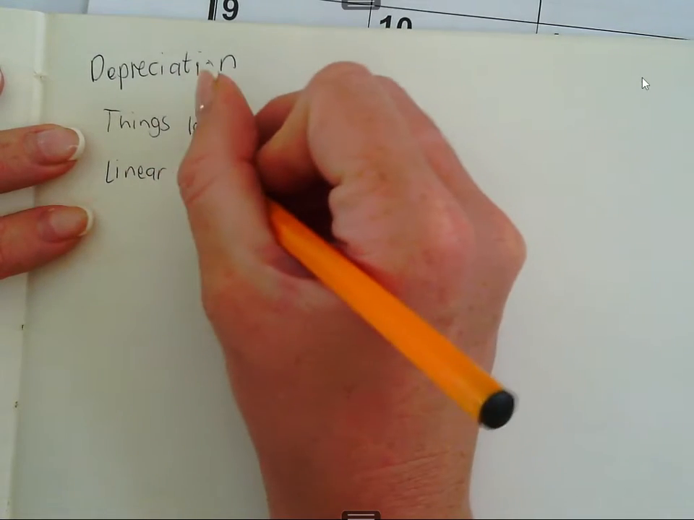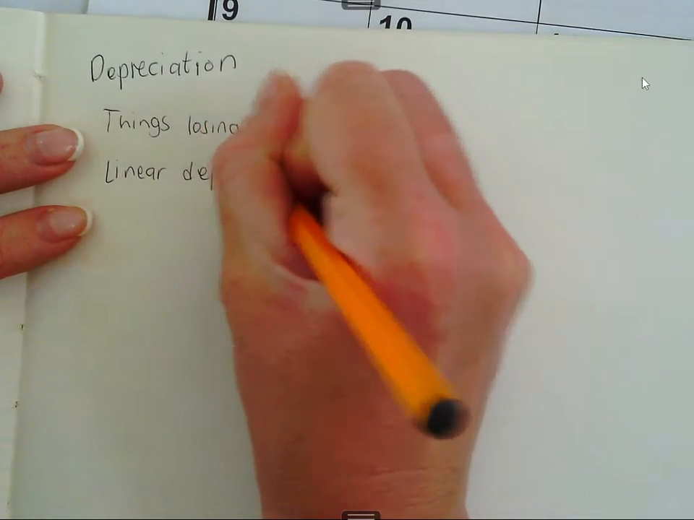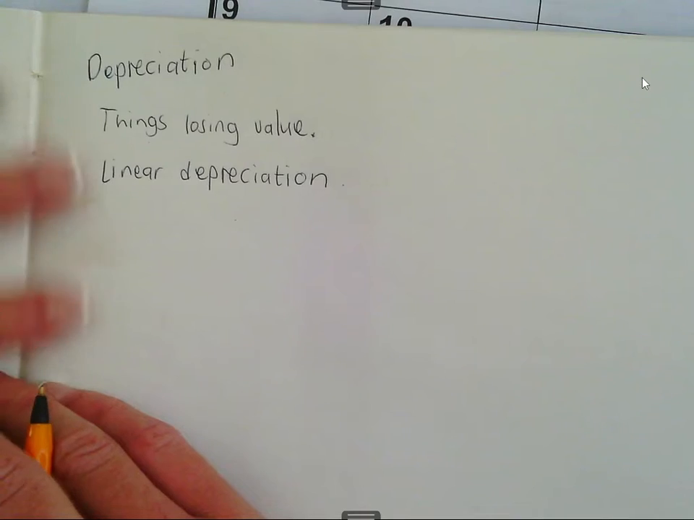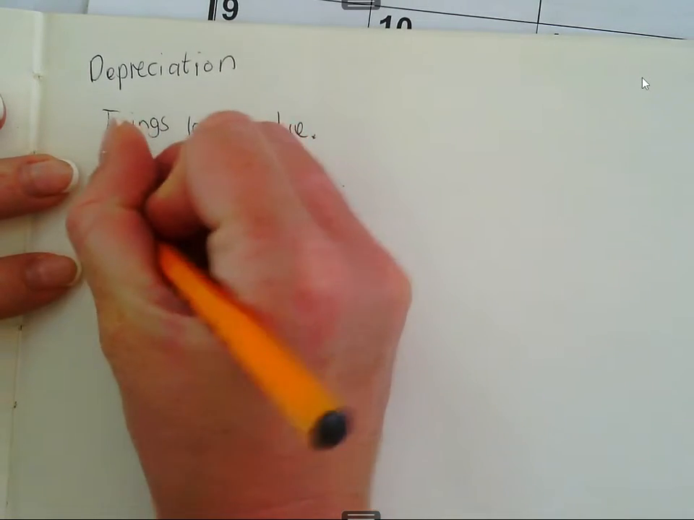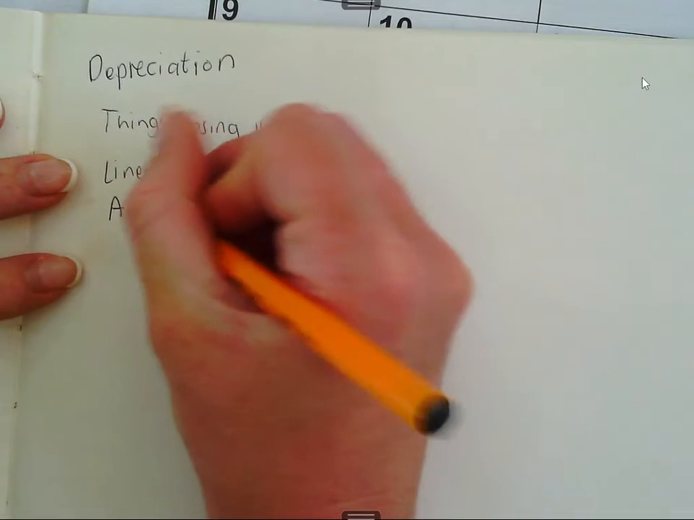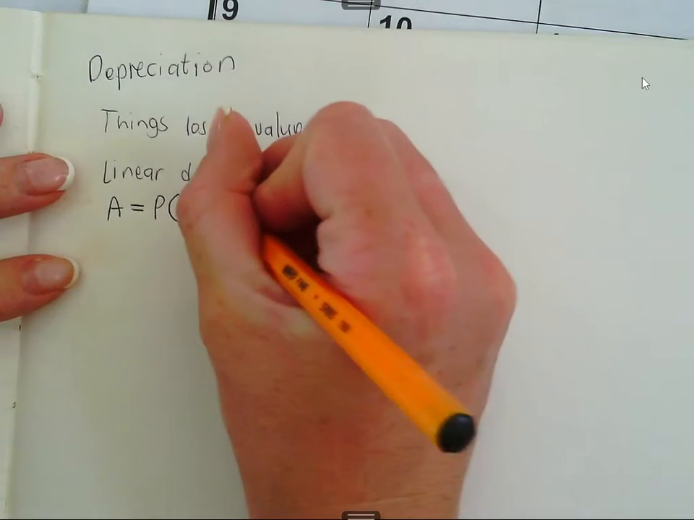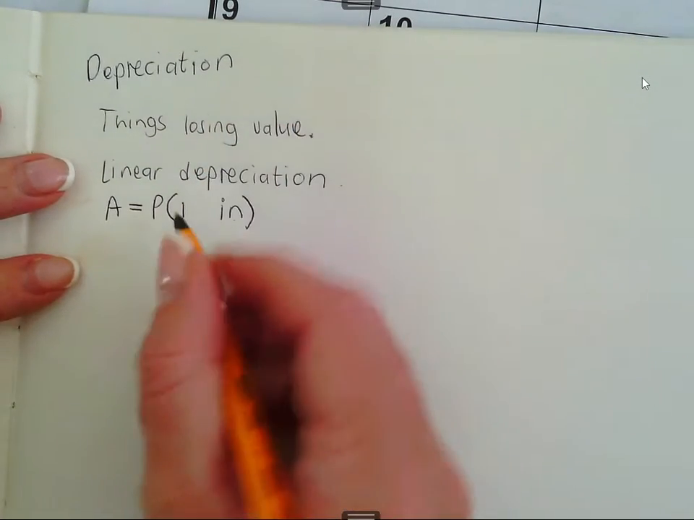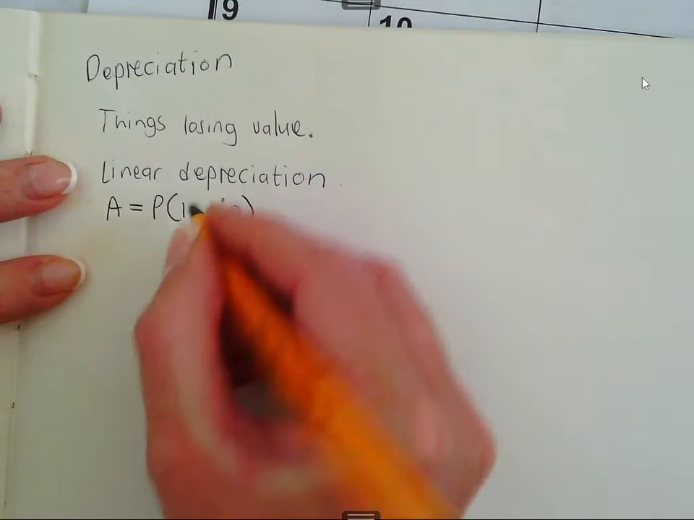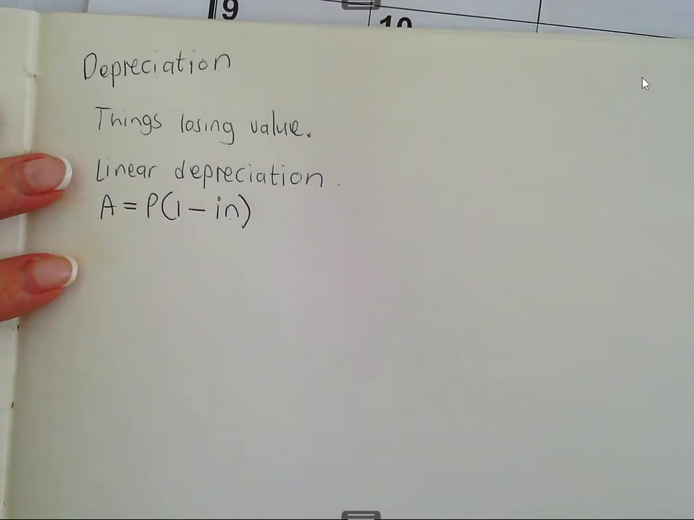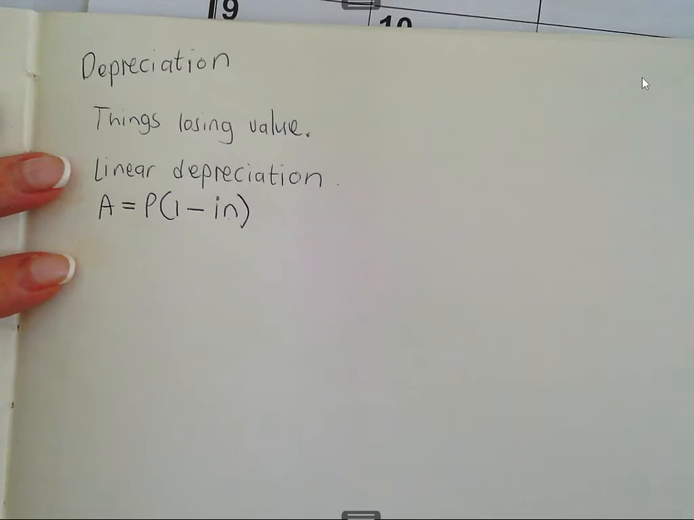Linear. What does linear mean? Straight line, right? The formula for linear depreciation is A equal to P bracket 1 minus i n. Does it look familiar? This is the only difference. We are used to it being plus. Now it's just going to be minus. So when the value is going up, like with interest, it's plus. When the value is going down with depreciation, it's minus.